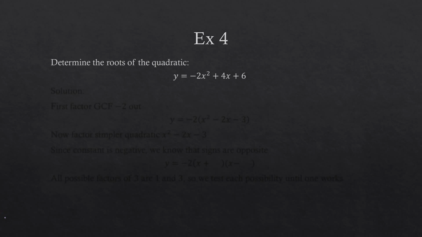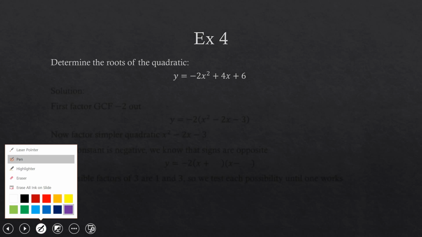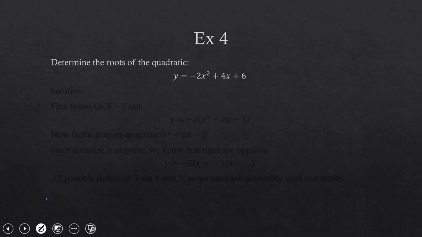Alright, so let's look at an example of factoring in practice. Let's determine the roots of the quadratic y equals -2x squared plus 4x plus 6. So in this case, we can factor the greatest common factor, which is -2, out first.